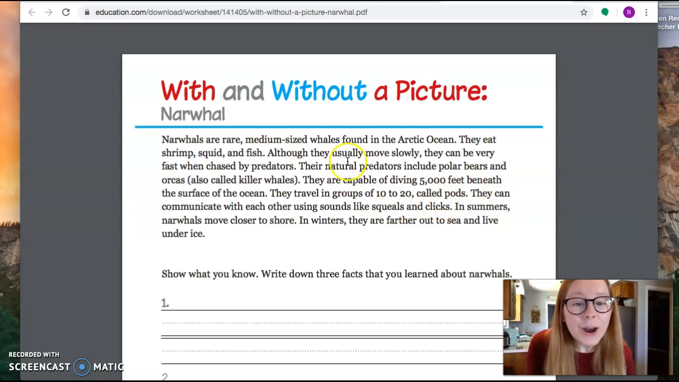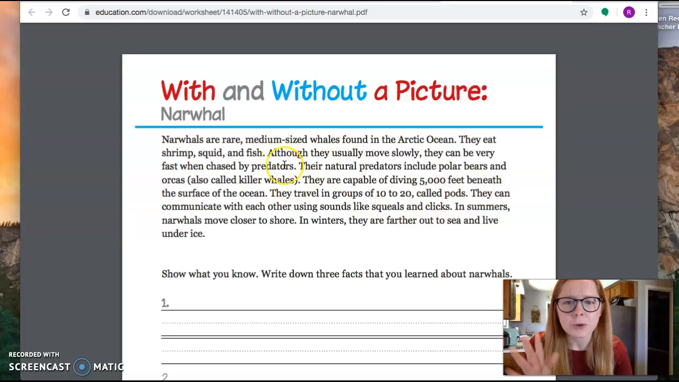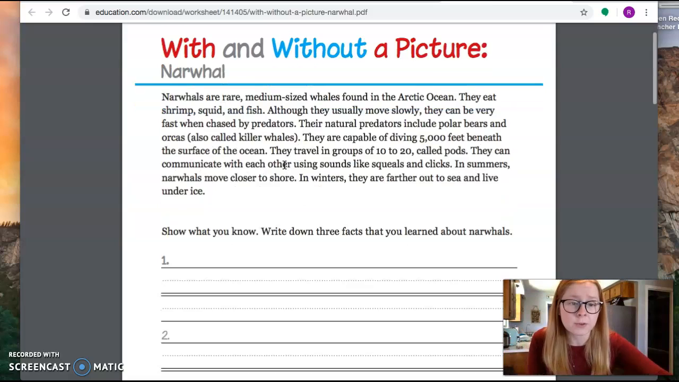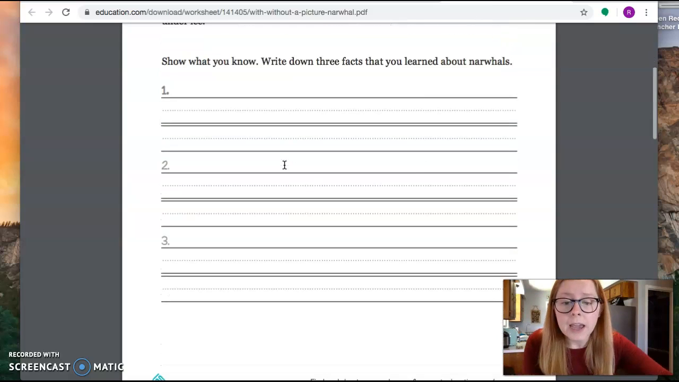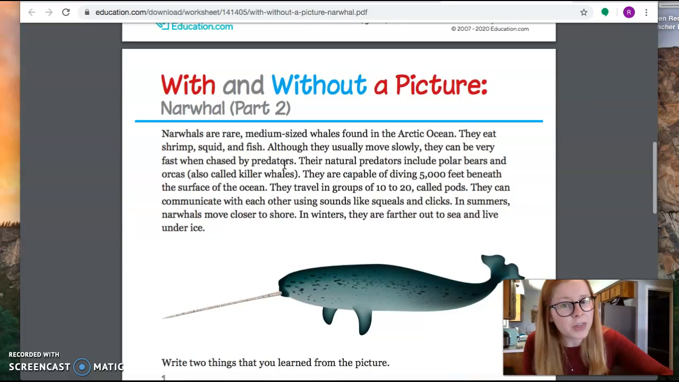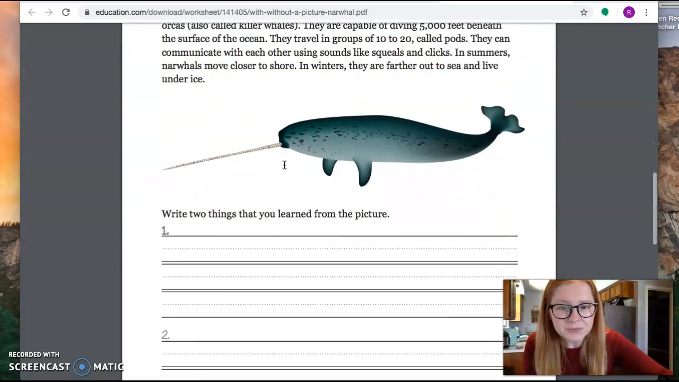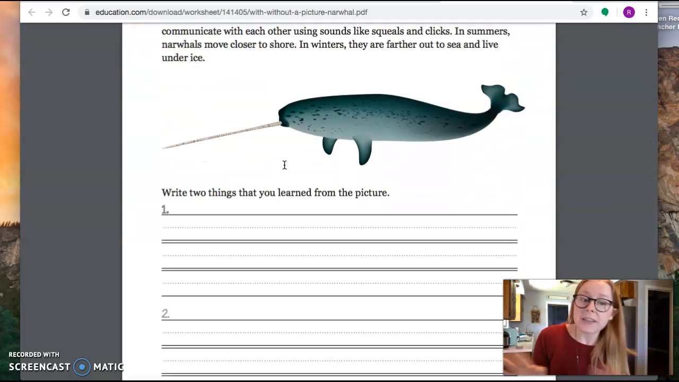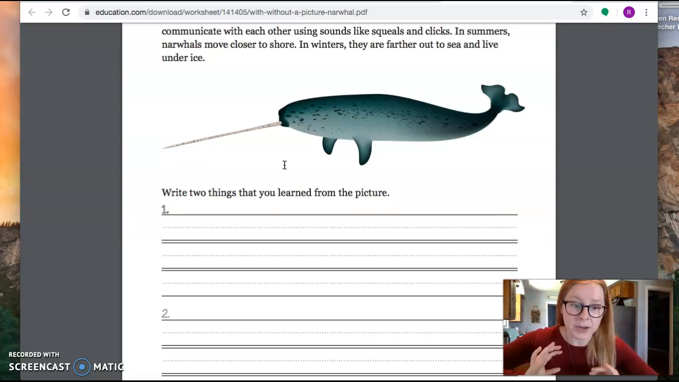All right. So I hope that you could have told their predators. You could have told what their groups are called. You could have told what they sound like, or how they communicate. Any of those would have been great. And after that, we're going to look at what this would have been like with a picture. So before, we didn't have a picture, and now we have a picture of a narwhal.